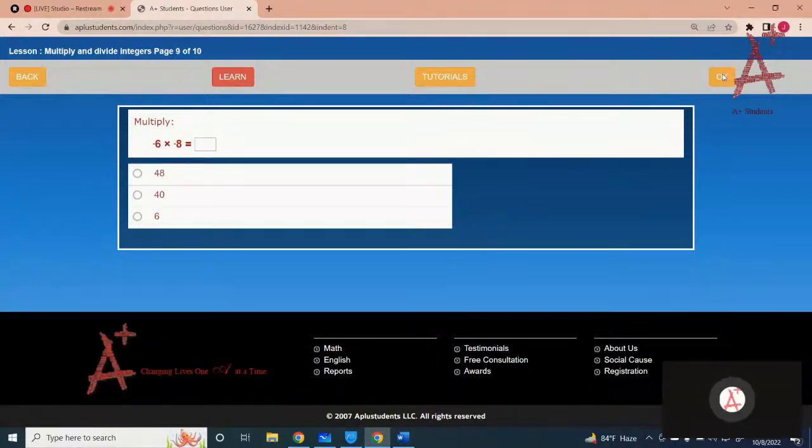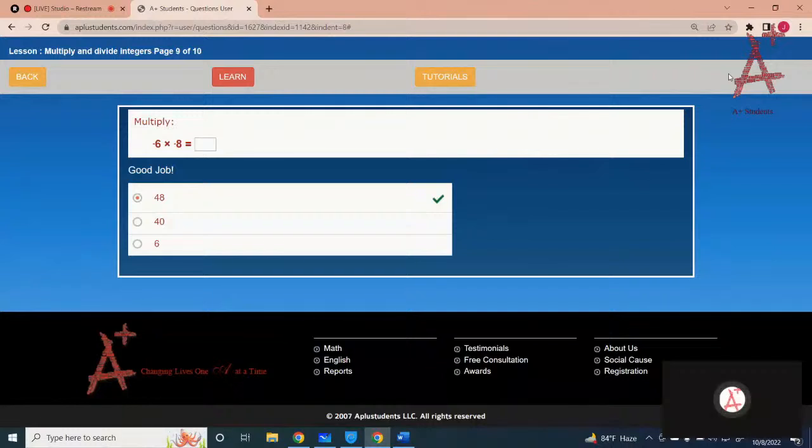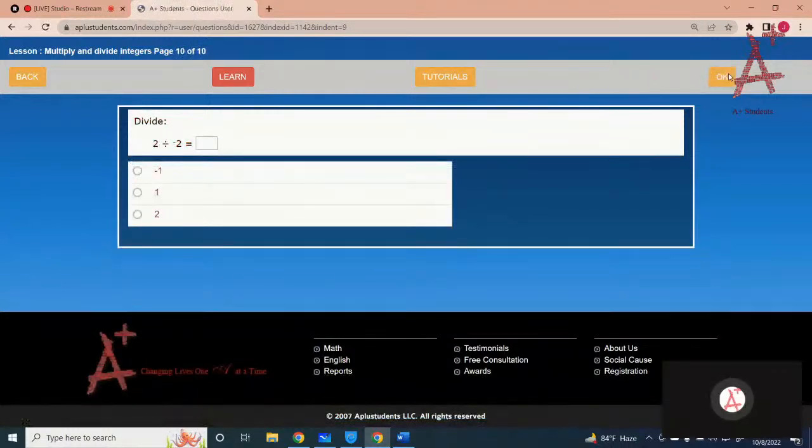Negative 6 times negative 8 is, you are multiplying two numbers with the same sign, so your answer must be positive. So it would be 8 times 6 is 48. Got it? Yes, very good. Positive 48 it is.